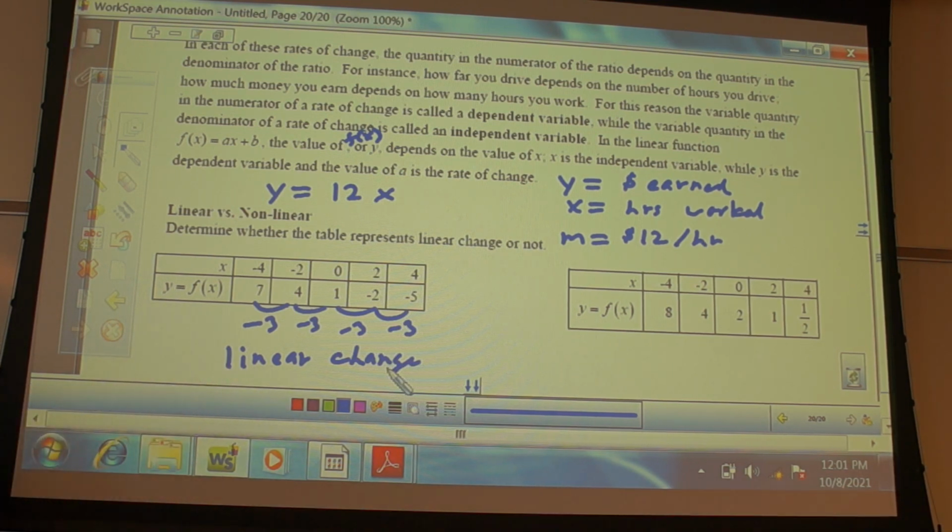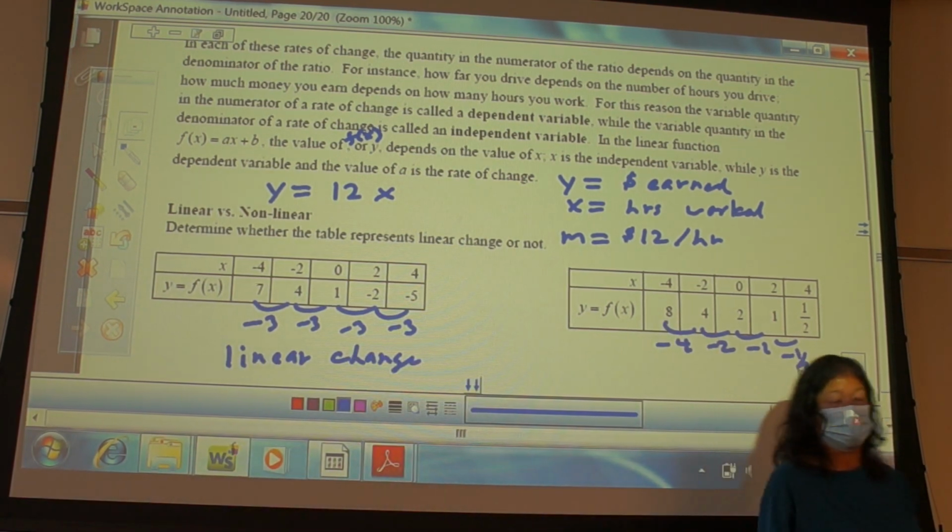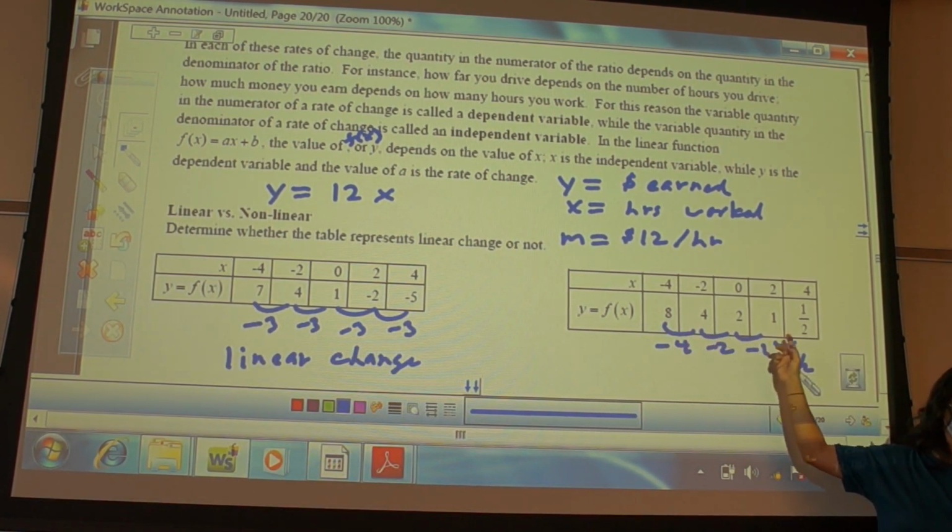How about the next one? What's the difference from here to here? I subtract what? 4. Here to here? Subtract 2. Here to here? So I do not subtract or add a constant amount. Here, I would be dividing by a constant amount, right? I divide by 2, divide by 2, divide by 2.